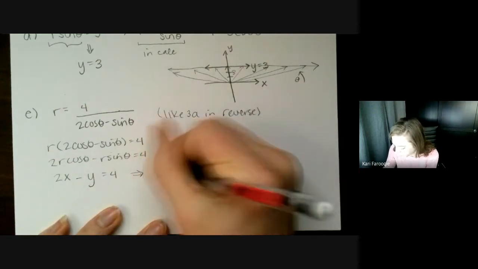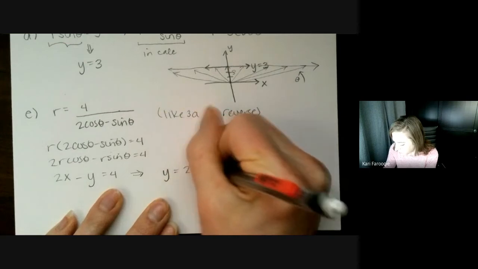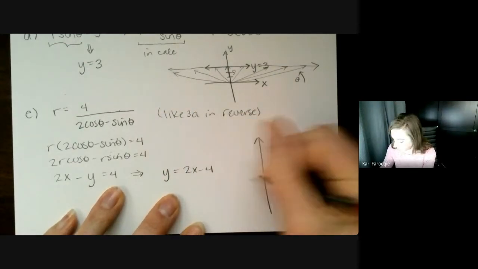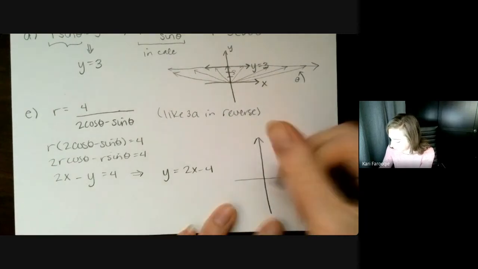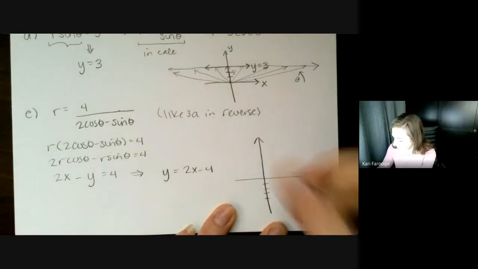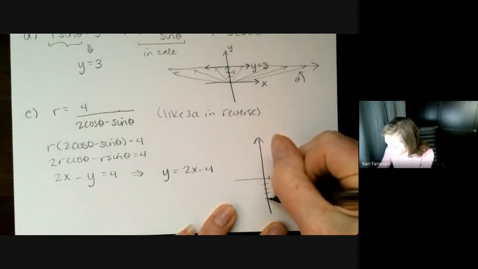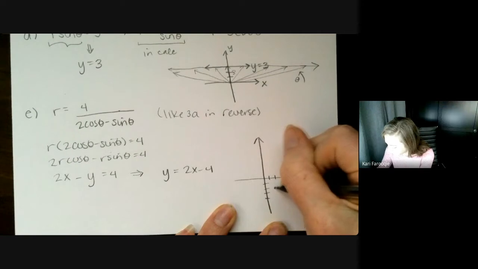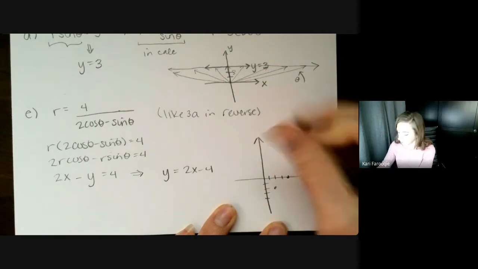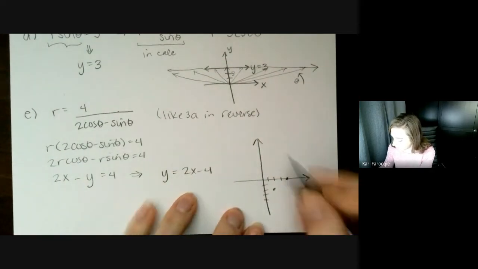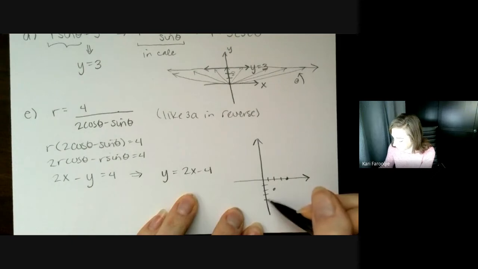So y is going to be 2x minus 4. And then we can just go ahead and graph that. 1, 2, 3, 4. So y is 2x minus 4. The slope is up 2, right 1. Got a y-intercept of -4. And then your line looks like this.